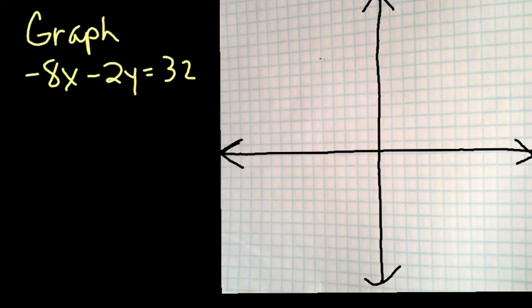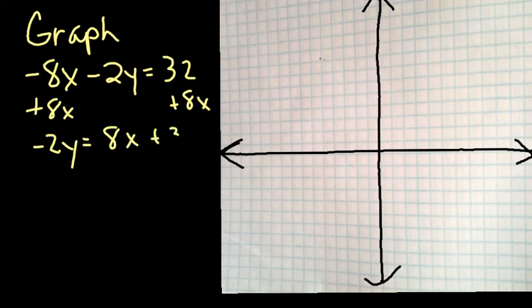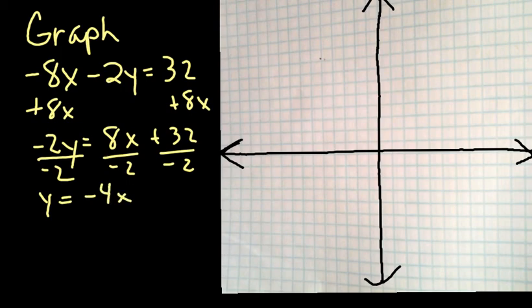Okay, here's our next one. Let's try graphing this one. First thing to do, we got to get it in slope-intercept form. So we want to solve for y. So plus 8x, plus 8x. That's going to give me negative 2y equals 8x plus 32. Divide everything by negative 2. It's going to give me y equals negative 4x plus negative 16. Okay?